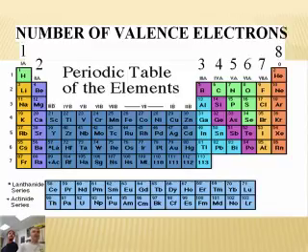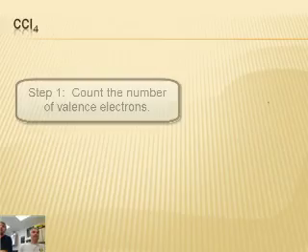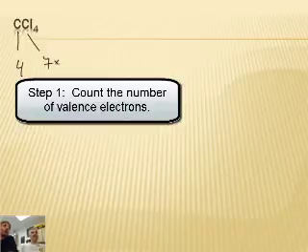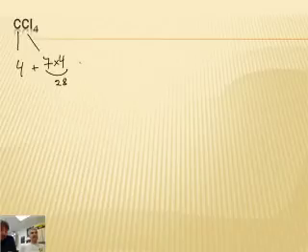Let's look at carbon on the periodic table. Carbon is in column 4 here, and chlorine is 7. So carbon gets 4, and chlorine gets 7, and there's 4 of them. 7 times 4 is 28, and 4 is 32.